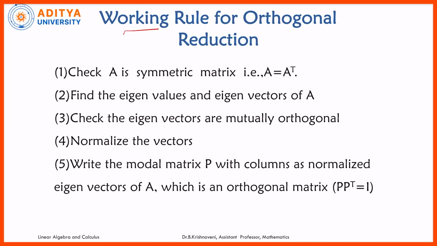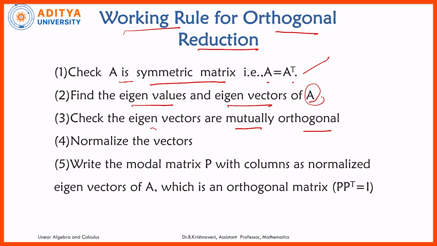Now let us discuss the working rule of orthogonal reduction. First we need to check whether A is a symmetric matrix, that is, A is equal to A transpose. Next find the eigenvalues and eigenvectors of A. Check that the eigenvectors are mutually orthogonal. Suppose you get 3 eigenvectors x1, x2, x3. They must be mutually orthogonal, which means we need to check x1, x2 orthogonal, x2, x3, as well as x1, x3. If all 3 pairs are orthogonal, we say that they are mutually orthogonal, or pairwise orthogonal.